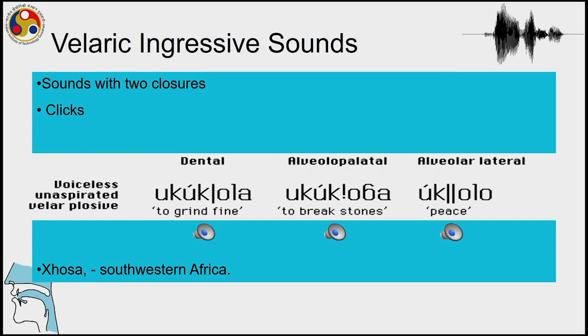This brings us to the final airstream mechanism that we'll discuss, the velaric ingressive sounds. And these sounds are called clicks. So with the velaric airstream, only the ingressive direction is possible. The egressive is not possible, which means the air is coming into the mouth from the velaric region. Clicks are either dental, alveopalatal, alveolar, or lateral. These are from Xhosa in southern Africa.